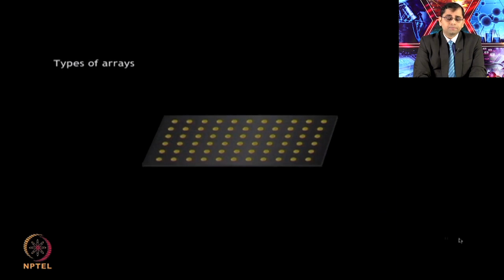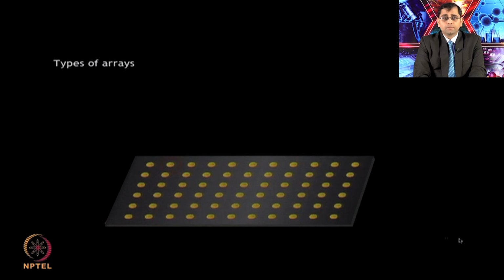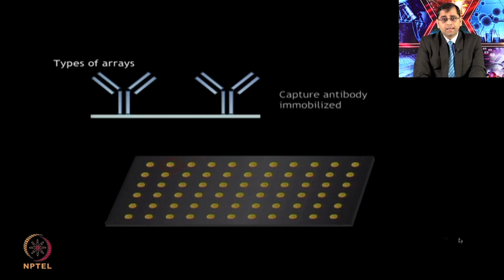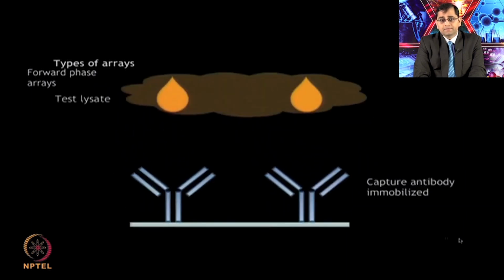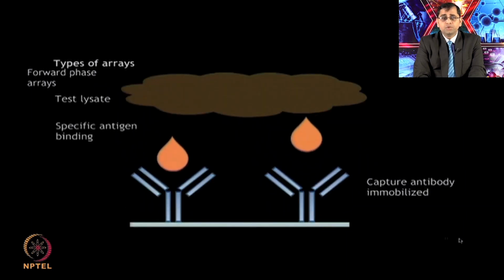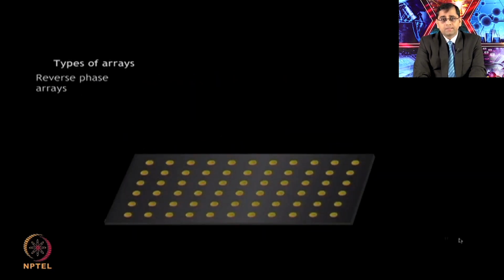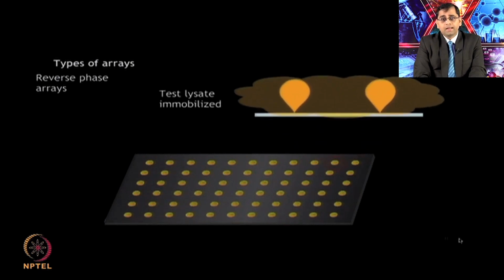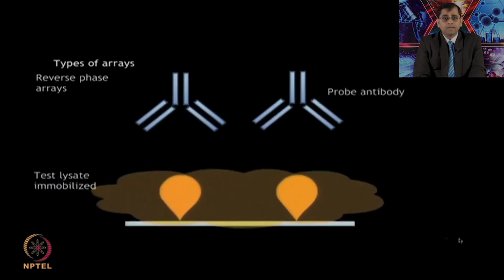Types of arrays. There are two types of protein arrays that are commonly used. In forward phase arrays, the analyte of interest such as an antibody or aptamer is bound to the array surface and then probed by the test lysate, which may contain the antigen of interest. In reverse phase arrays, however, the test cellular lysate is immobilized on the array surface and then probed using detection antibodies specific to the targets of interest.